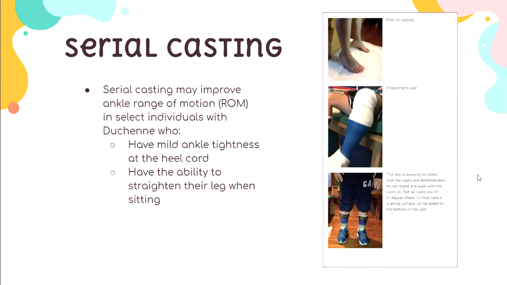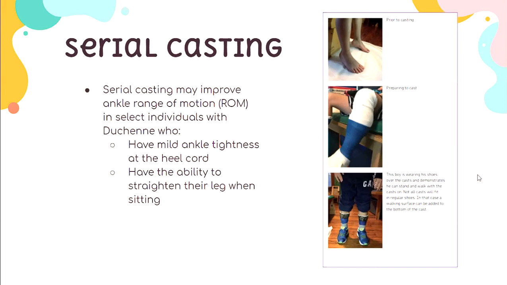So next we have serial casting. Serial casting may improve ankle range of motion in selected individuals with Duchenne who have mild ankle tightness at the heel cord and have the ability to straighten their leg when sitting. Serial casting should only be done by an experienced PT.